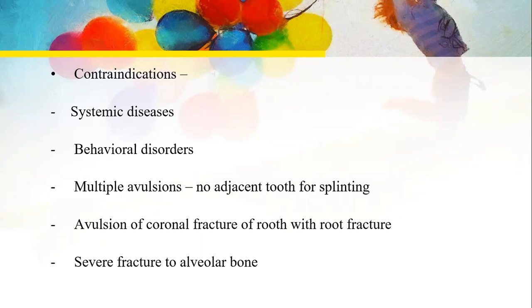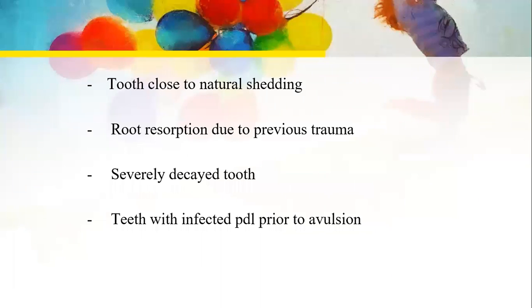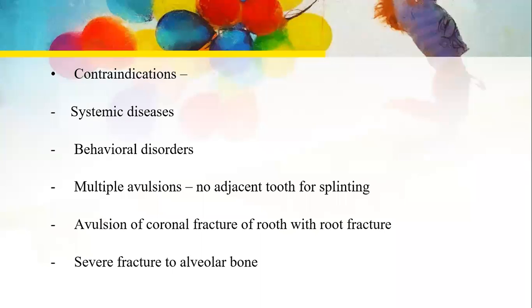And some of the contraindications are systemic diseases, behavioral disorders, multiple avulsions, no adjacent tooth for splinting, avulsion with coronal fracture or root fracture, severe fracture of the alveolar bone, a tooth close to natural shedding, root resorption due to previous trauma, severely decayed tooth, and teeth with infection prior to avulsion. So these are the conditions which are absolutely contraindicated for replantation of the primary tooth.